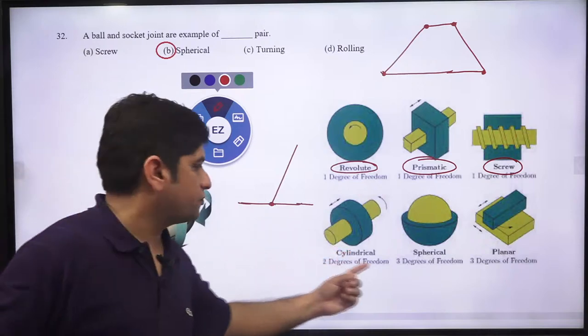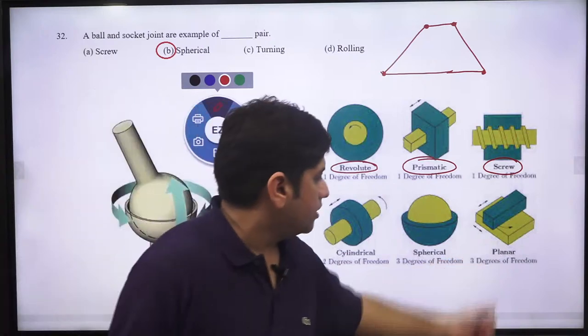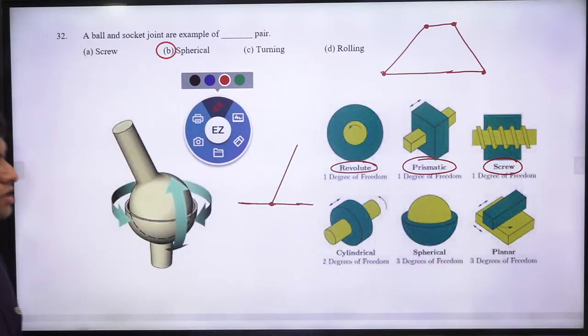Cylindrical pair, 2 degrees of freedom. Spherical, 3 degrees of freedom. Planar is, you know, 3 degrees of freedom.